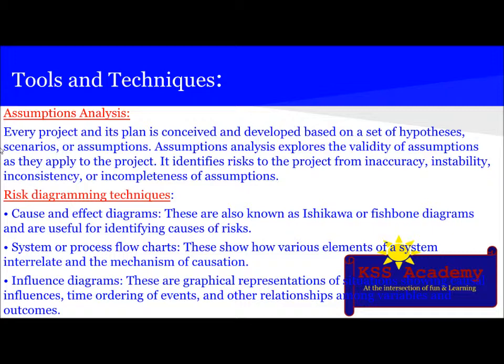which includes the cause and effect diagram, system or process flowchart, and influence diagram. The cause and effect diagram is also known as the fishbone diagram or Ishikawa diagram and is used for identifying the causes of risk. The system or process flowchart shows how various elements of the system interrelate and the mechanism of causation. Influence diagrams are graphical representations of situations showing causal influences, time ordering of events, and other relationships among the variables and outcomes.